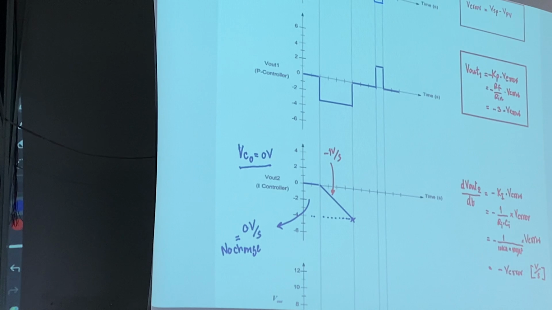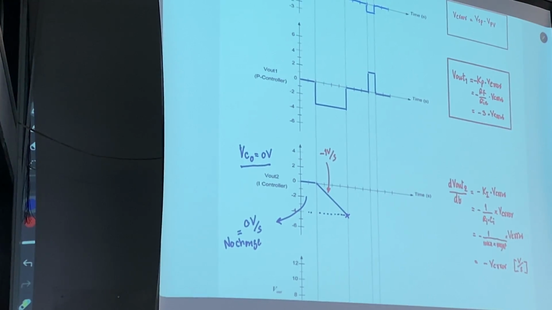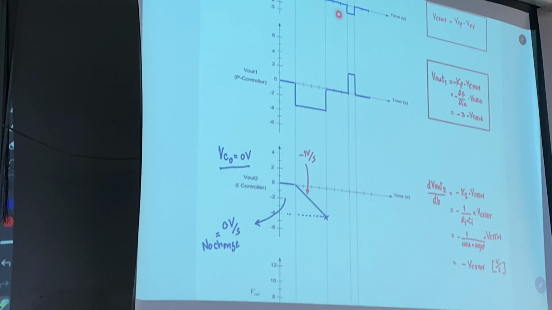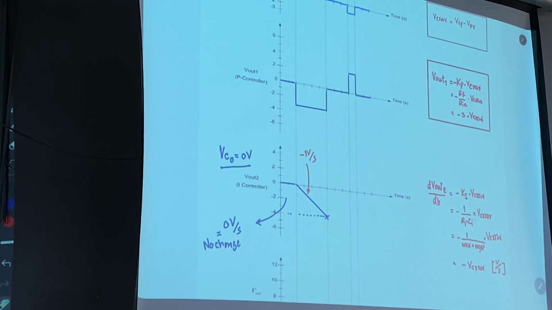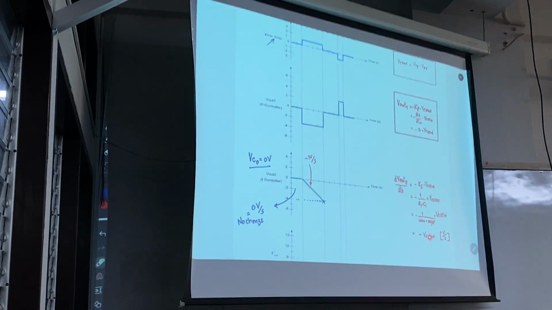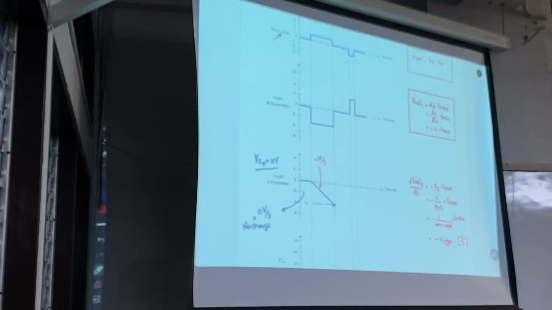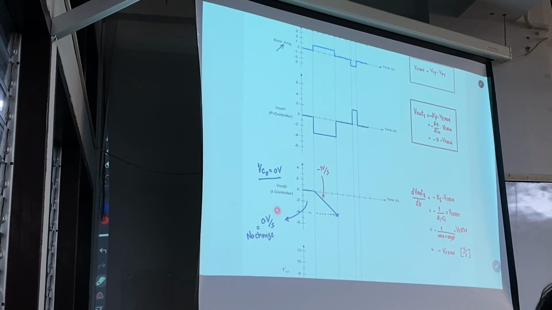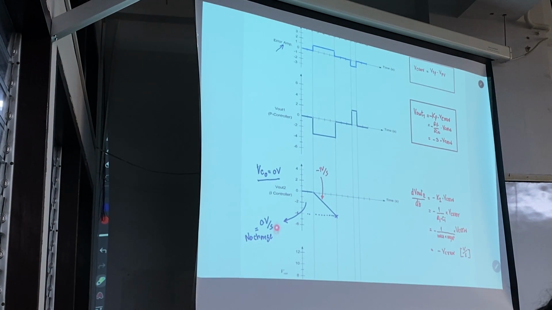Okay, let's continue for the next interval. Next interval, again you have zero. Substitute this zero in the equations, then you have 0 volt per second. What is the meaning of 0 volt per second? It doesn't mean that you have 0 volt, but it will give no change anymore at the output.